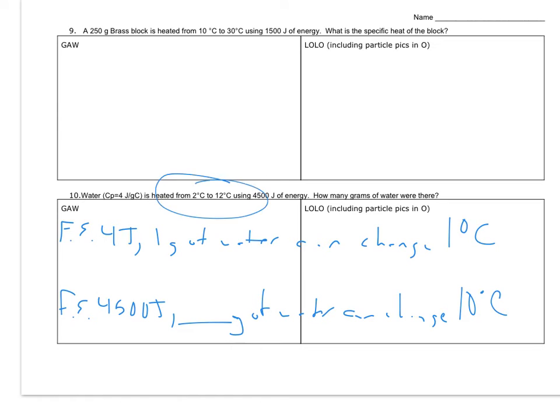And it's heated up, so we're going times 10, which would be 1125. So energy would be direct, and temperature is inverse. So it would be 1 times 1,125 divided by 10, which would be 112.5.